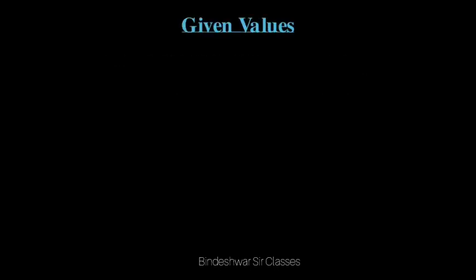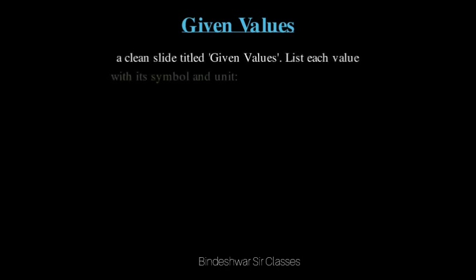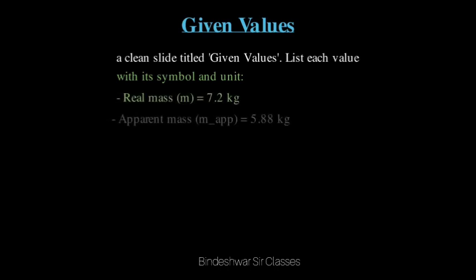First, let's list our known values. The real mass of the rock, which we'll call m, is 7.2 kilograms. Its apparent mass in water, which we'll call m_ap, is 5.88 kilograms.